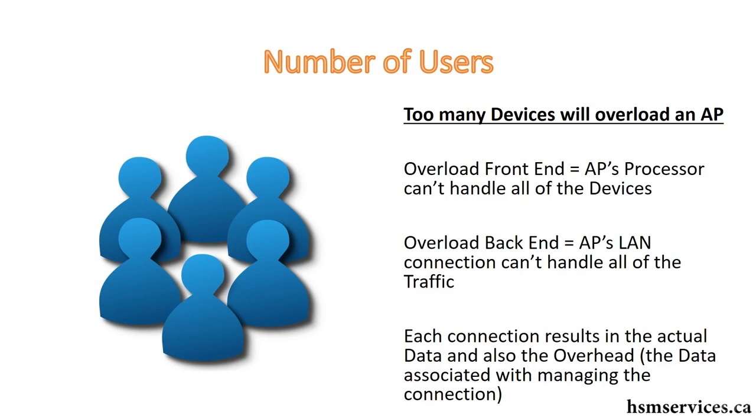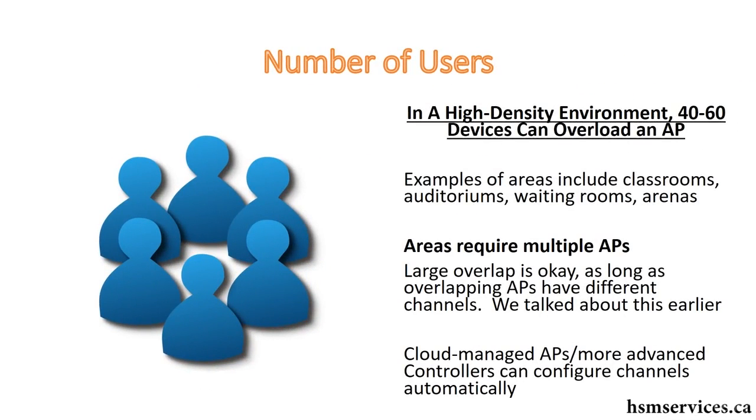And there are ways to avoid this. One of them is traffic shaping. You can throttle users, or you can throttle applications or ports. Some access points have dual connections, which are always appreciated in these situations. So 40 to 60 devices can overload an access point.